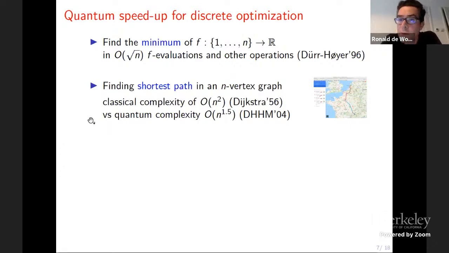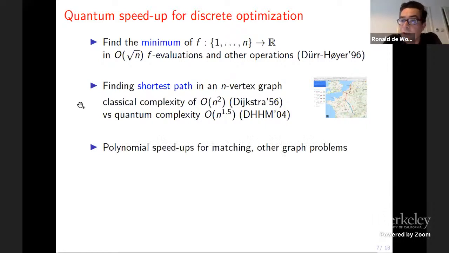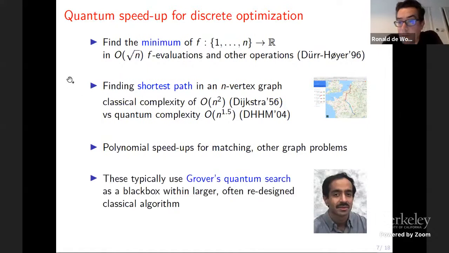And you can compare that with quantum complexity that turns out to be n to the 1.5. So that's a polynomial speedup, but it's not even quadratic. But it is the best you can get. This is what we know about finding shortest paths. There are also polynomial speedups for problems like matching and many other graph problems. And these typically, unsurprisingly, use Grover's quantum search algorithm as a black box within a larger, often redesigned classical algorithm. You typically don't take a classical algorithm and hit it with Grover. You typically take a classical algorithm, rebalance the different parts, and then apply Grover to whatever search problem is in there.